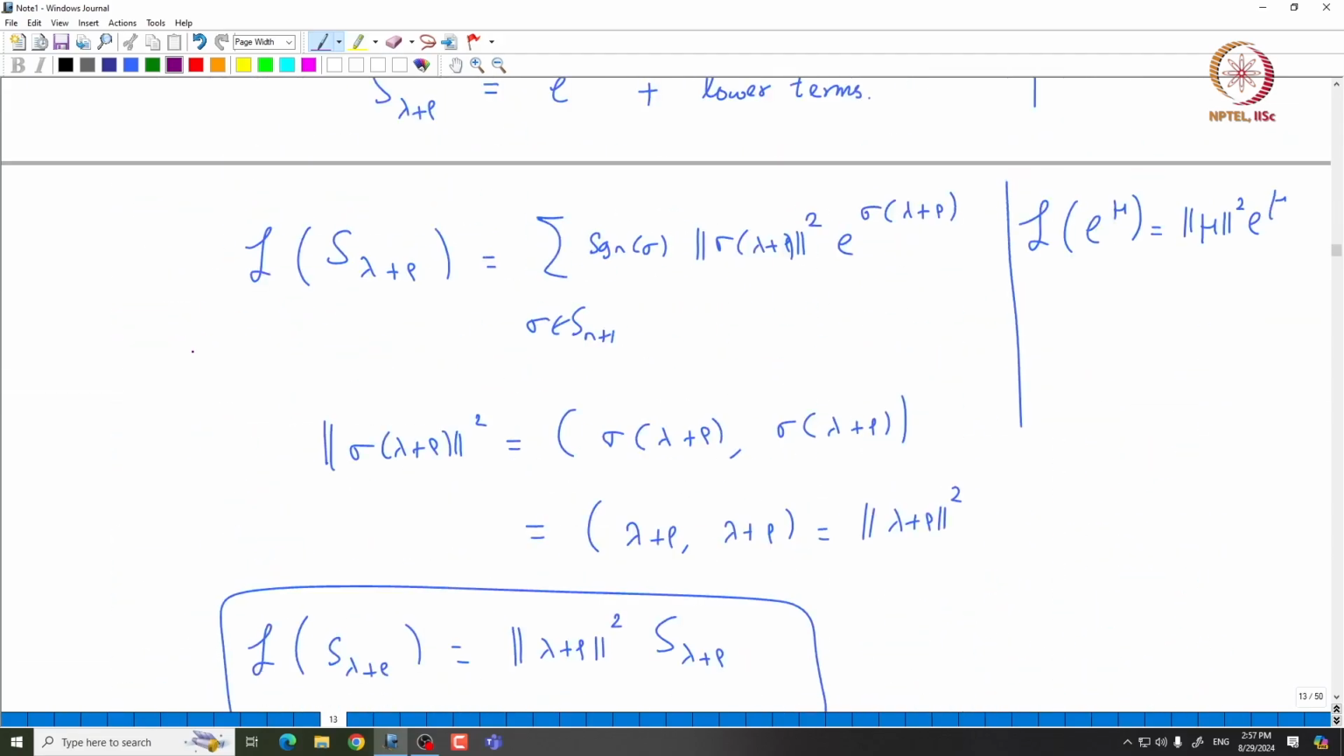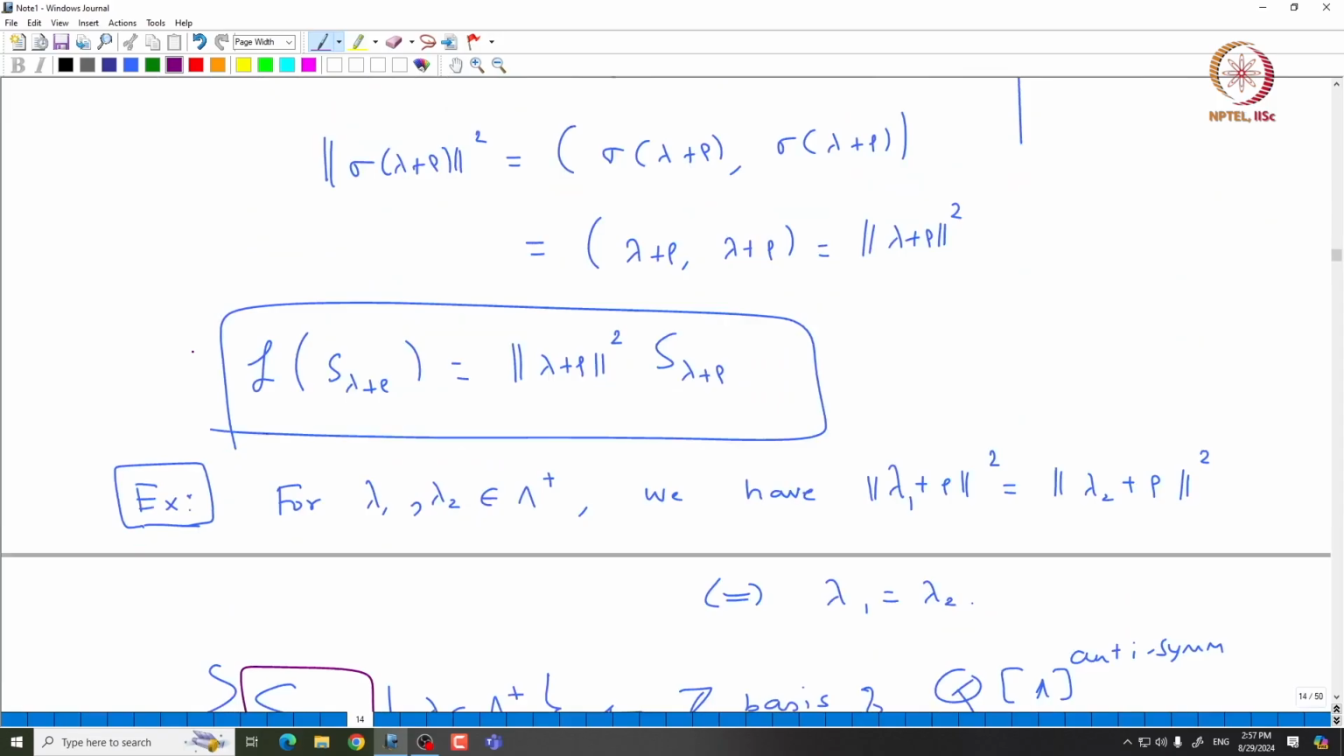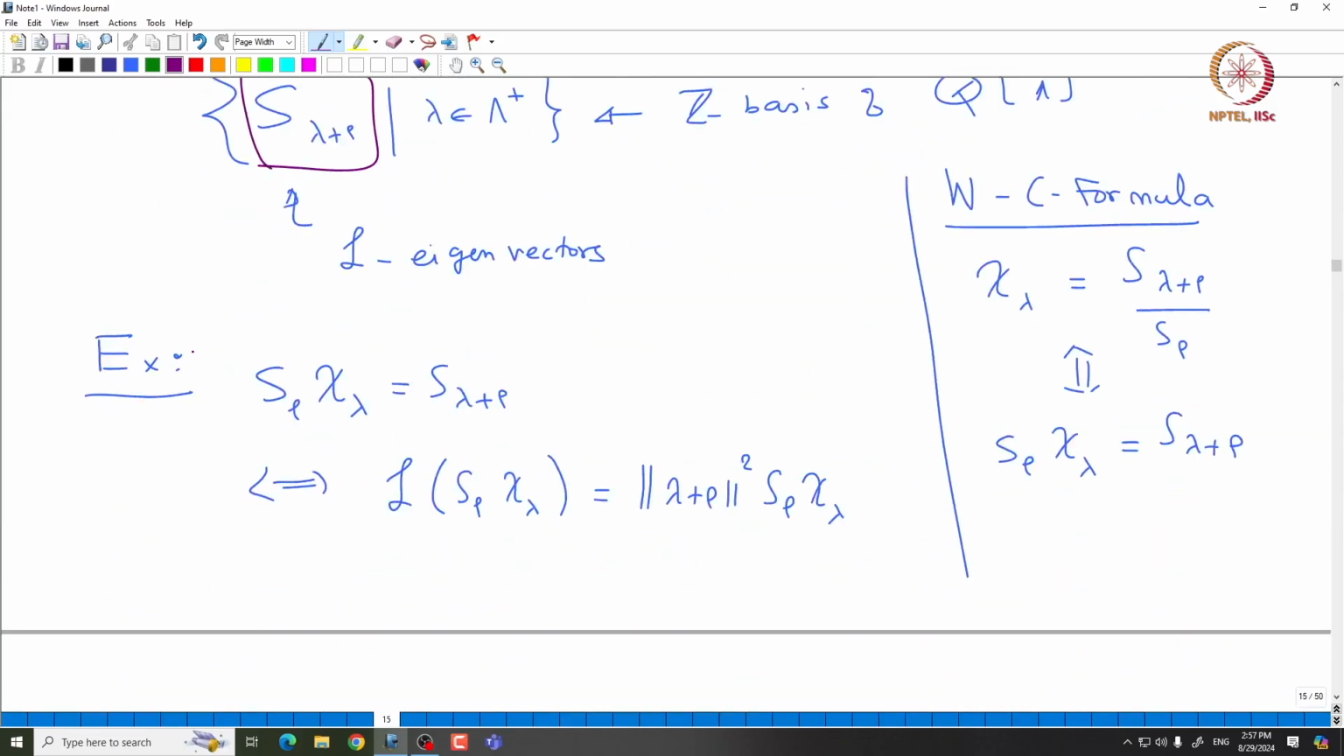So, that is the motivation to define this Laplacian. Indeed, we will prove, using the Freudenthal formula, that when you look at S_ρ times χ_λ, it becomes an eigenvector for the Laplacian with the eigenvalue norm (λ+ρ) squared. So, that is the computation that we finally want to do.